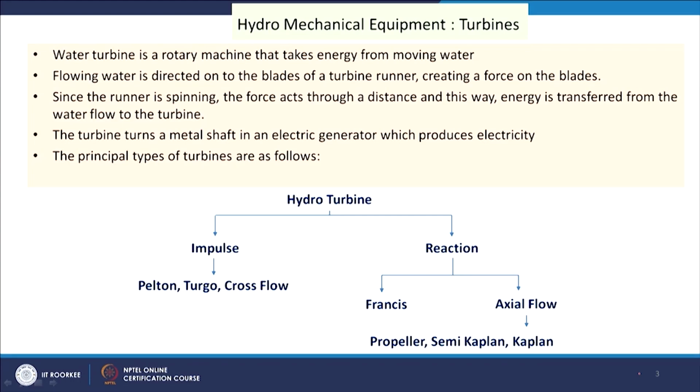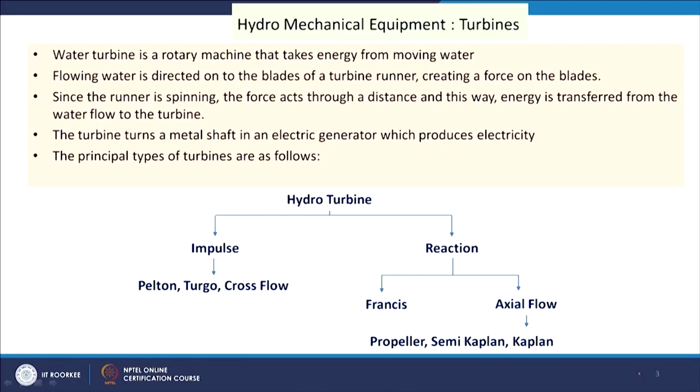Hydromechanical equipment, as we have discussed, is equipment in which kinetic energy of water is converted to mechanical energy, and the turbine is the major part of it. When water falls on the turbine blade, it rotates, which is connected with the shaft, and the shaft is coupled with the generator for electricity production. We have already discussed it.